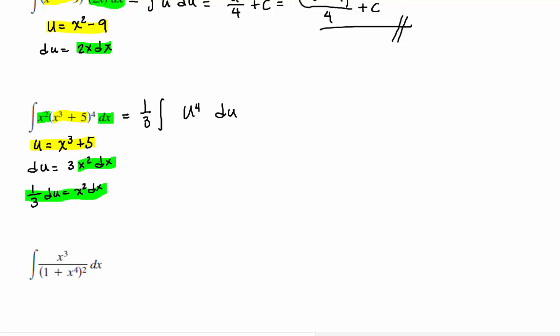And once I do that, I can just go ahead and take the antiderivative by using the power rule in this case. So a third of u to the fifth, 4 plus 1, right, over 5 plus c. And that gives us 1/15 of, let's take back our substitution. Instead of u, I'm going to write x cubed plus 5 to the power of 5 plus c. And that is going to be my answer.